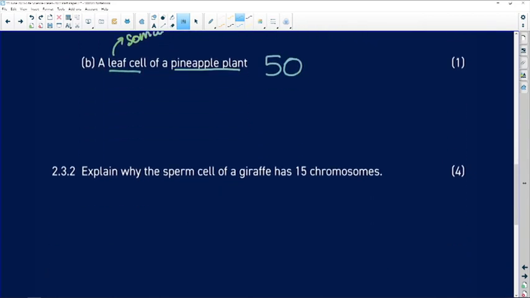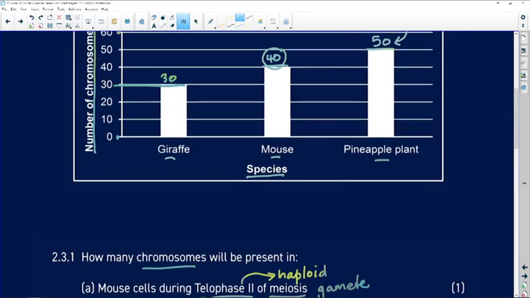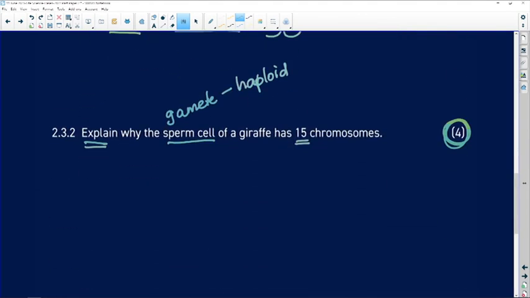Explain why the sperm cell, remember the sperm cell is a gamete, and we know that gametes are haploid. Explain why, 4 marks for an explanation. Explain why the sperm cell of a giraffe has 15 chromosomes. So we come up to our giraffe here and we see that the somatic cell, the normal body cell, would have had 30 chromosomes. So let's earn our 4 marks.